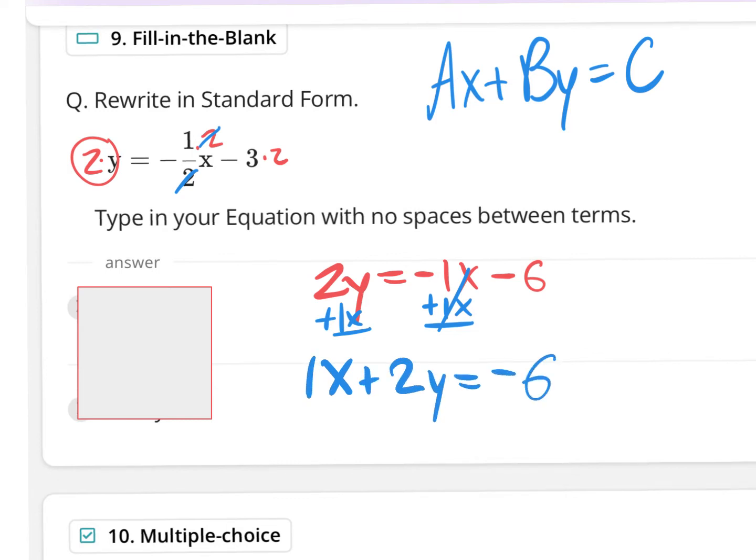equaling negative 6. Now, this is the correct answer, but it's really unnecessary to write the 1. I don't remember if I actually typed it in as an alternate answer. I think I just put the final answer as x plus 2y equaling negative 6. It's not necessary to put the 1 right there, but if you did, it should be okay. But I wouldn't write the 1. I would just leave it x plus 2y equals negative 6. That's your standard form equation.